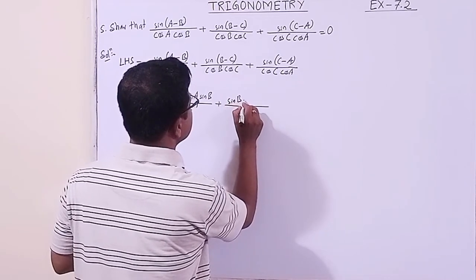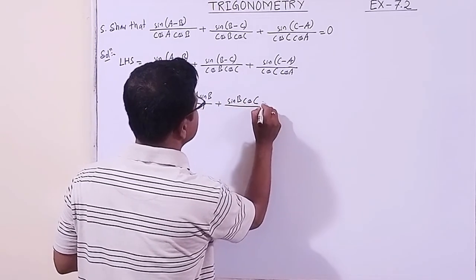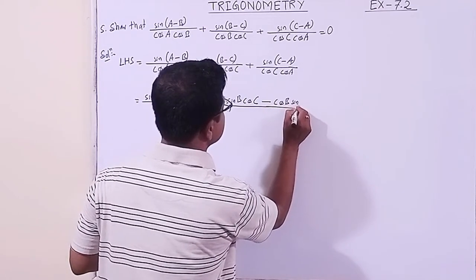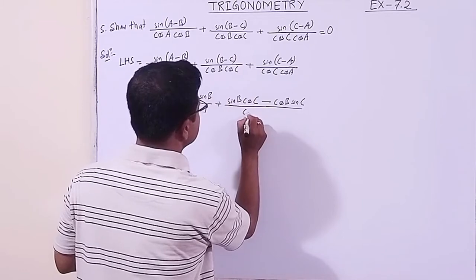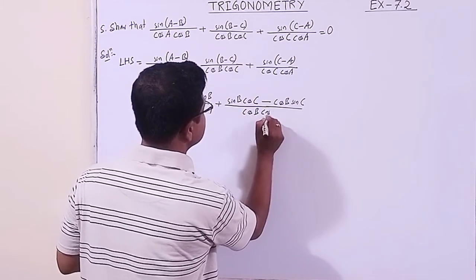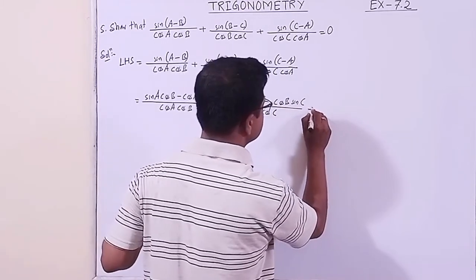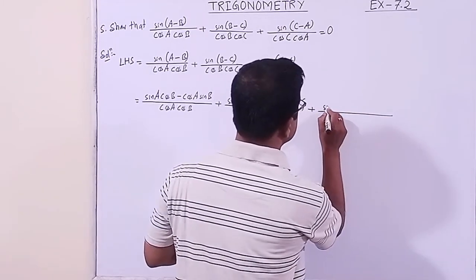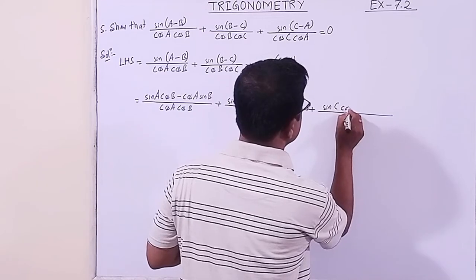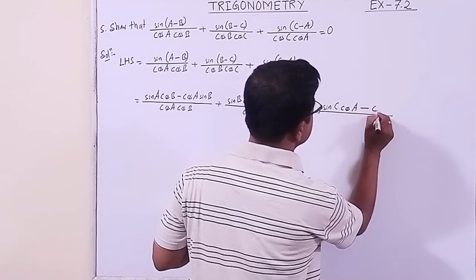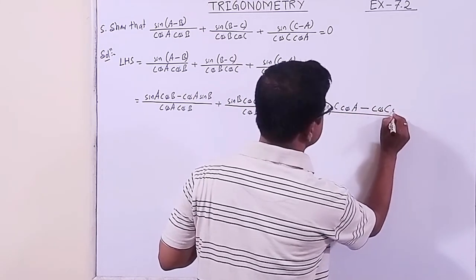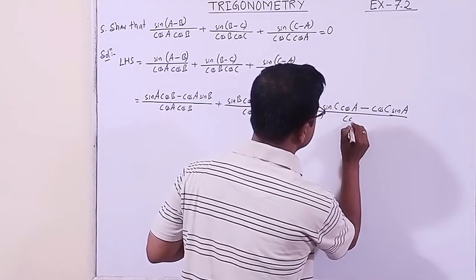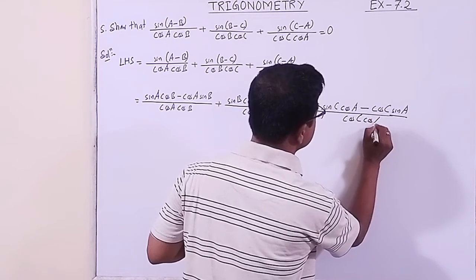Sin b cos c minus cos b sin c, divided by cos b cos c, plus again sin(c minus a), so it is sin c cos a minus cos c sin a, whole divided by cos c cos a.